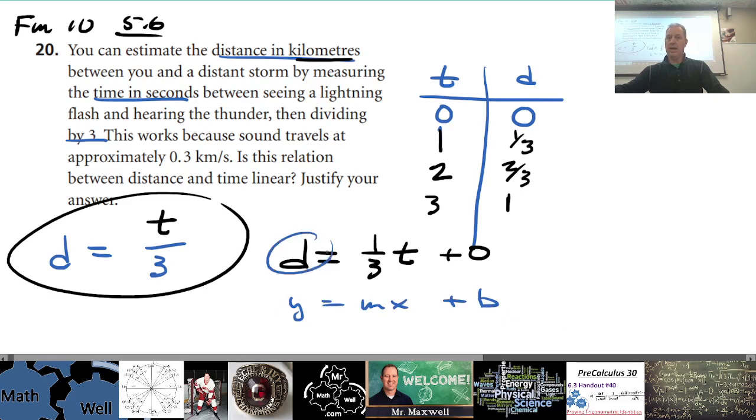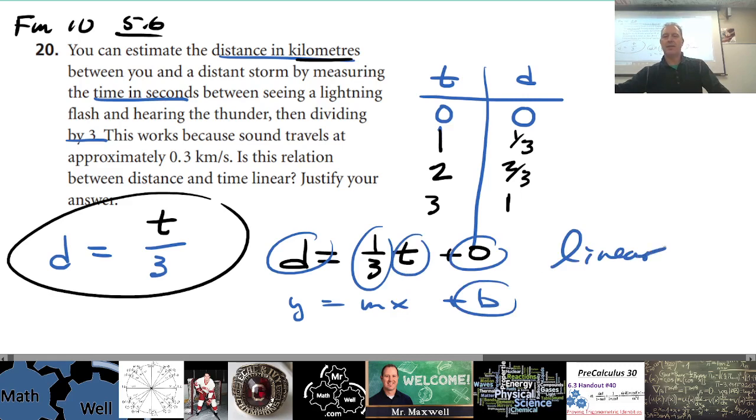It does. Y, yeah. M, 1/3. X, yeah, that's my input variable. And I do have a constant. So it's in y equals mx plus b form. So yeah, this is linear if it matches the form of a linear function.